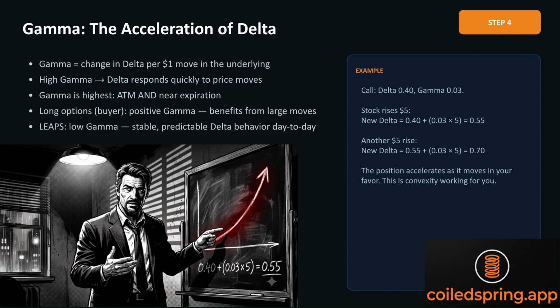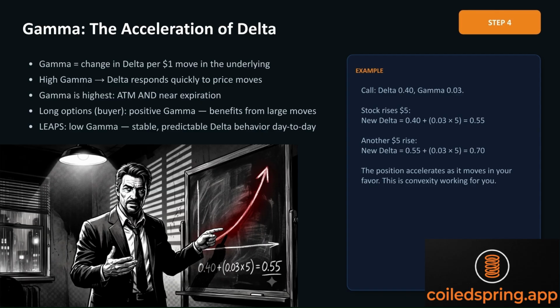For long-dated options, LEAPS, gamma is naturally low. The delta changes slowly and predictably. A $5 move in the stock shifts delta by a modest amount. This makes LEAPS easier to manage. The position doesn't lurch around dramatically with every tick. You know approximately what your exposure is tomorrow, next week, next month. That stability is a feature, not a limitation.